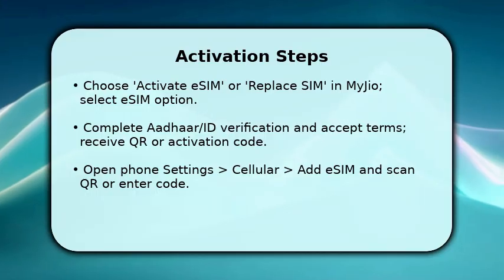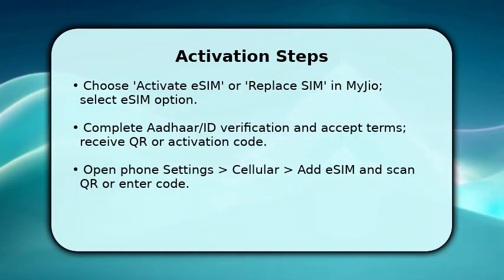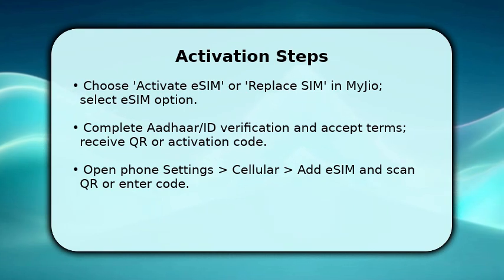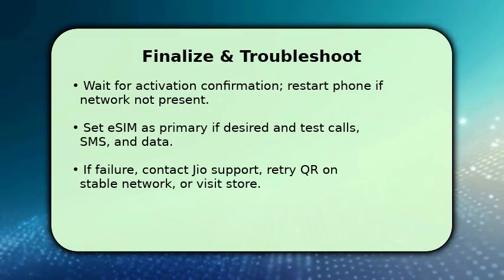Move quickly. Open Settings, go to Cellular or Mobile Data, choose Add eSIM, and scan the QR or enter the code manually. While installing, select how you want lines labeled and set default for calls or data. You finish by confirming activation.